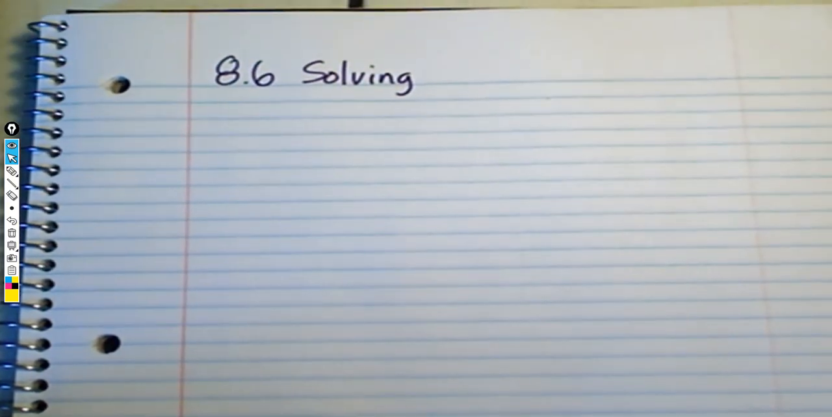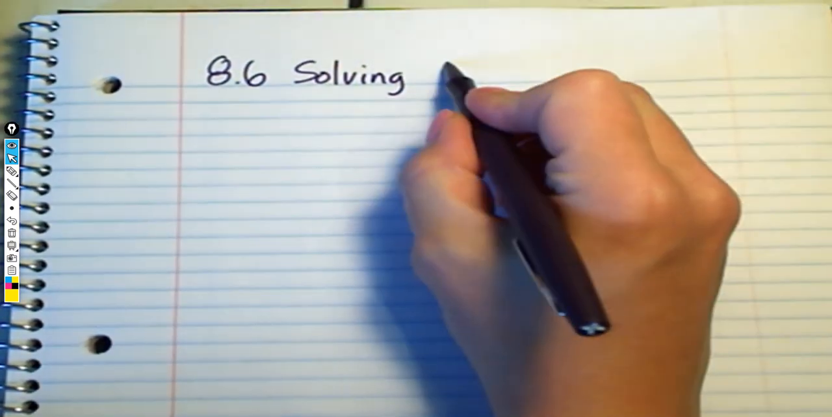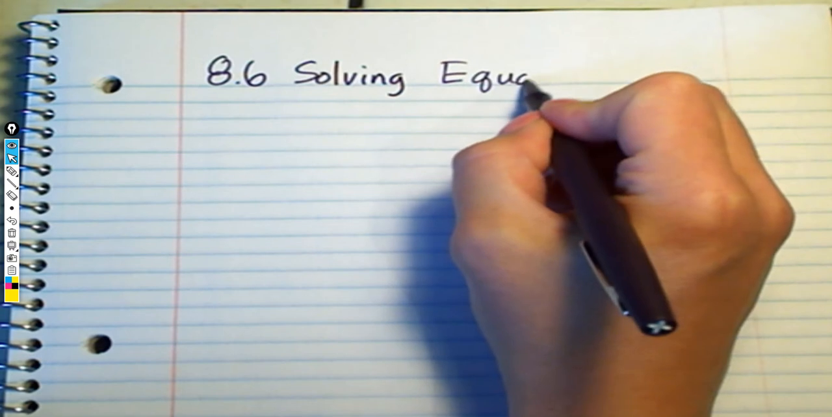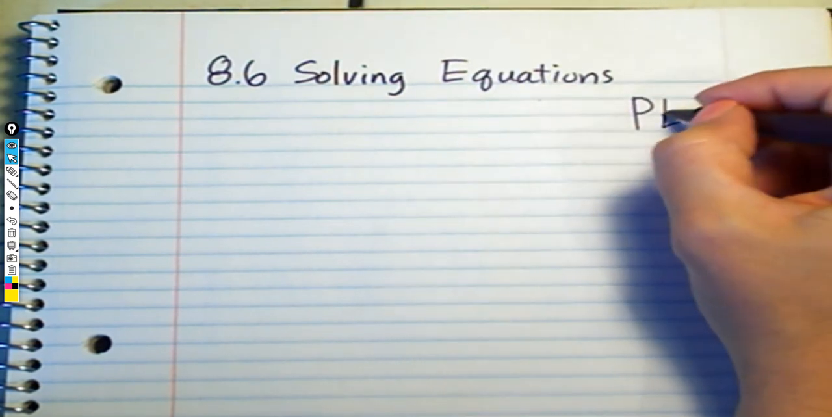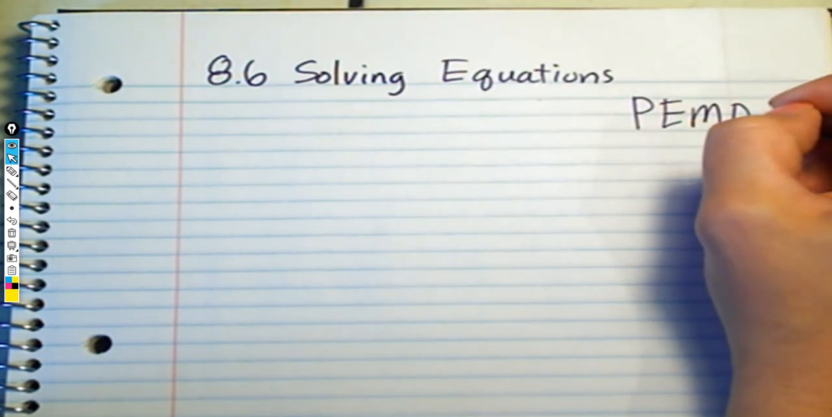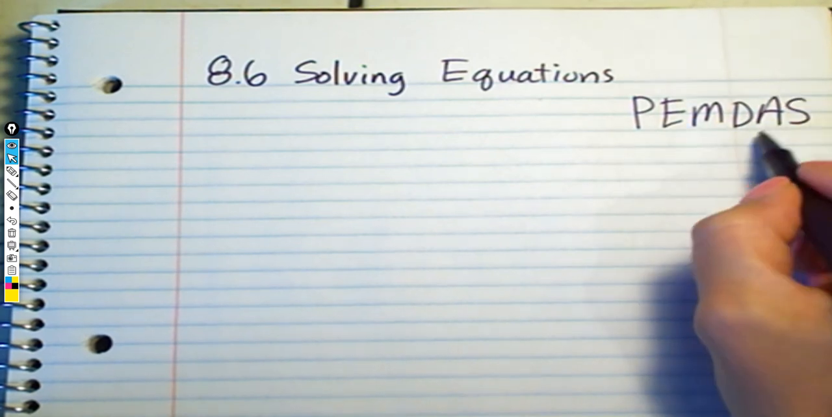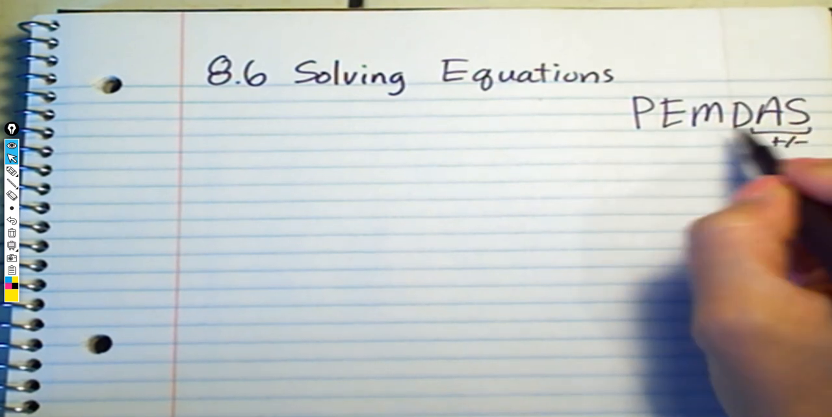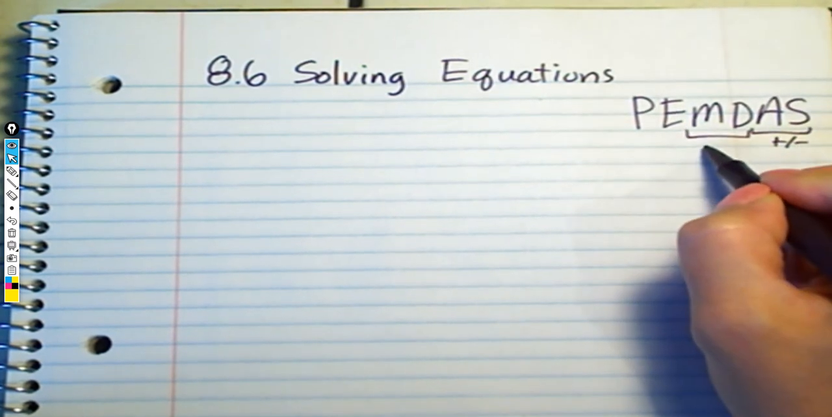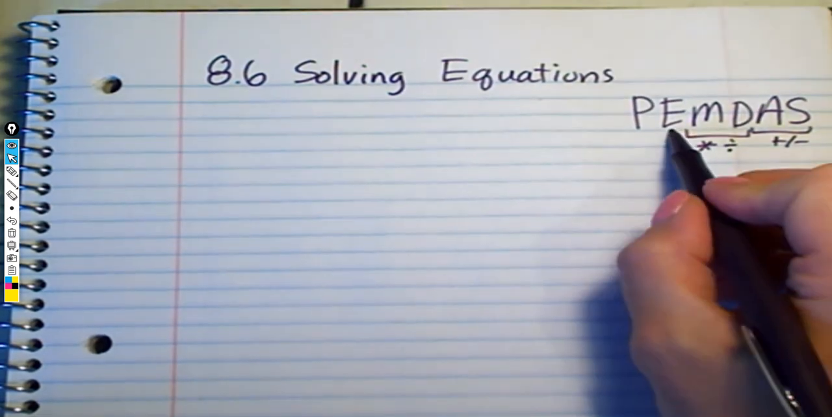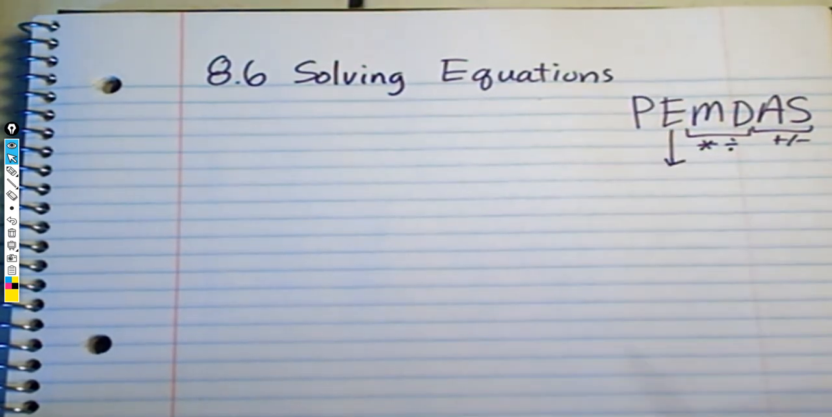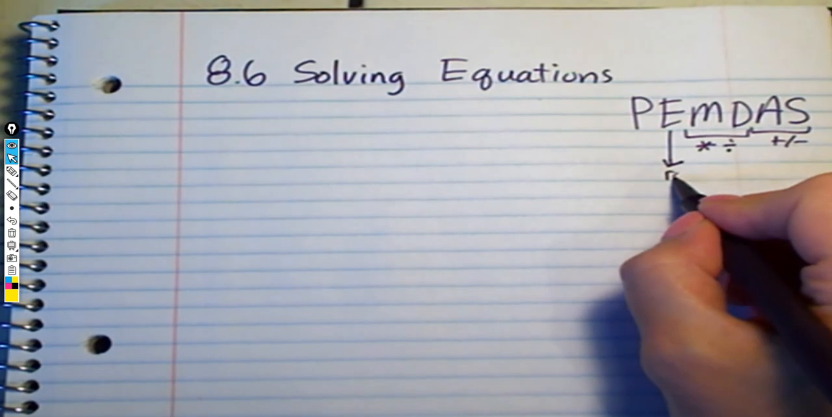Okay, so we're going to go ahead and look at solving equations. Now, when we are solving, we are still thinking about undoing our operations. So we've got the add and subtract. We've got the multiply and the divide. And we've got exponents. Now, there's a couple types of exponents.